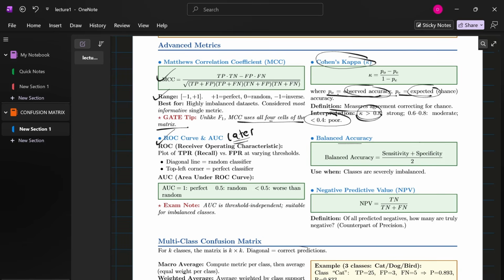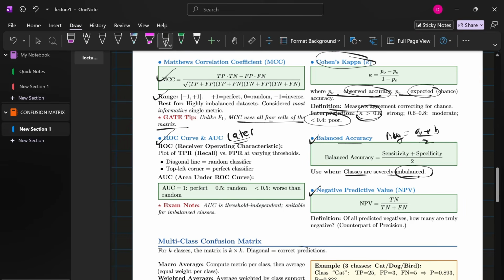Coming forward towards the balanced accuracy, which simply averages the sensitivity and the specificity. So it's the average of the sensitivity and specificity. So it's not accuracy, it's balanced accuracy. Now moving forward, we have NPV, negative predictive value: of everything predicted negative, how many actually are. It's the precision counterpart for the negative class.